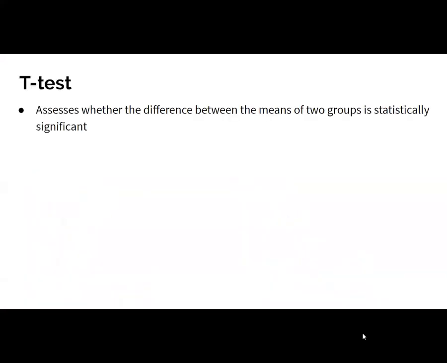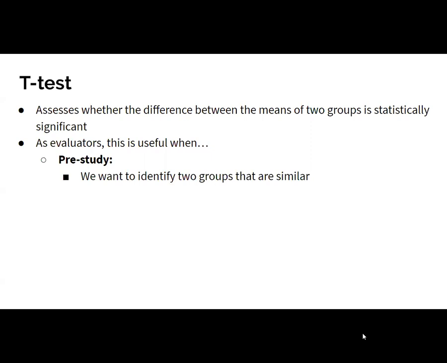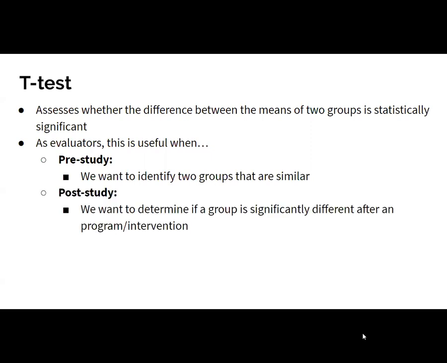The t-test assesses whether the difference between the means of 2 groups is significantly different or not. As evaluators, that's helpful to us if we're doing work before an evaluation, and we want to identify if 2 groups are similar. So if we're doing some sort of either randomized control trial or even quasi-experimental, and we want to find 2 groups that are equal in every other way, that would be the test that we would use. And similarly, post-study, if we want to determine if a group is significantly different after the intervention.